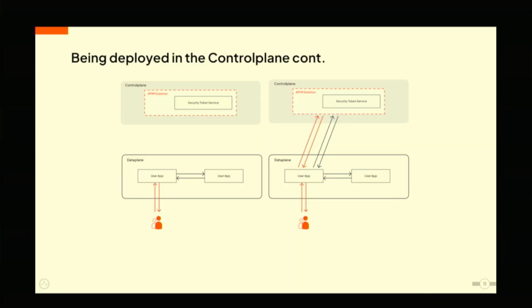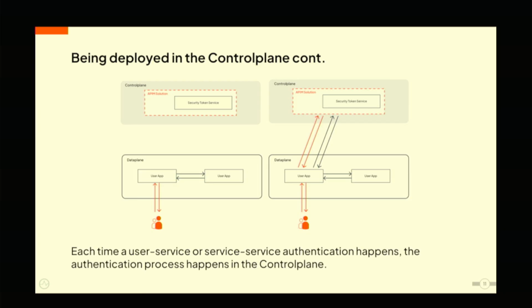Okay, so if you take our existing architecture, every time a user authenticates with the user app or authenticates with another user app, it needs to go from the data plane to the control plane, right? So this is the data plane, this is the control plane, this is the communication for the authentication and authorization. So this is adding an extra hop to our authorization and authentication flows.